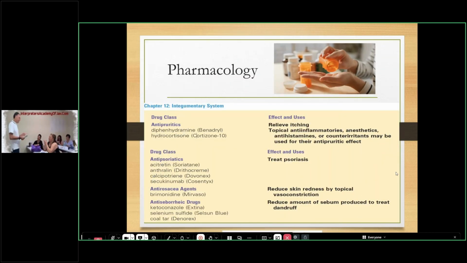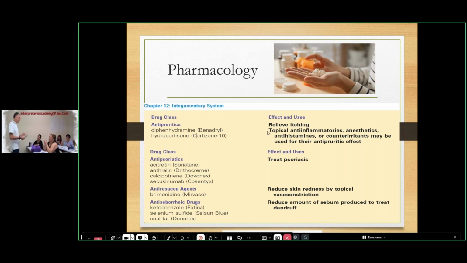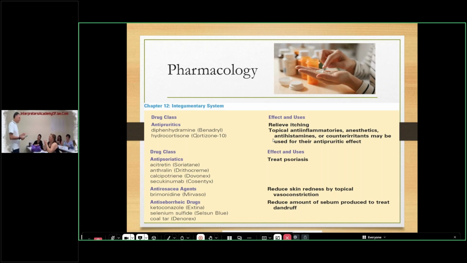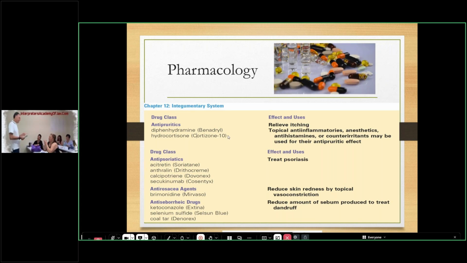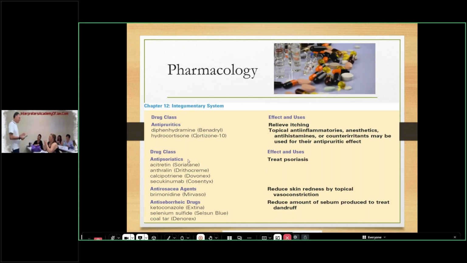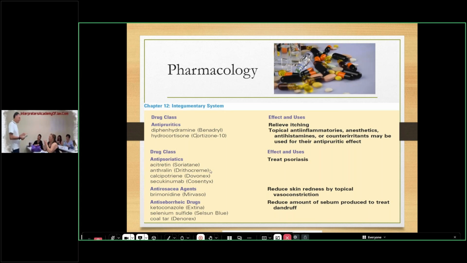Let's review the pharmacology section for Chapter 12, Integumentary System. Antipruritics relieve itching. They can be topical anti-inflammatories, anesthetics, antihistamines, or counter-irritants may be used for their antipruritic effect. Example, diphenhydramine, Benadryl, and hydrocortisone, Cortizone 10. Antipsoriatics treat psoriasis. Example, acitretin, Soriatane, anthralin, Drithocreme, calcipotriene, Dovonex, and secukinumab, Cosentyx.